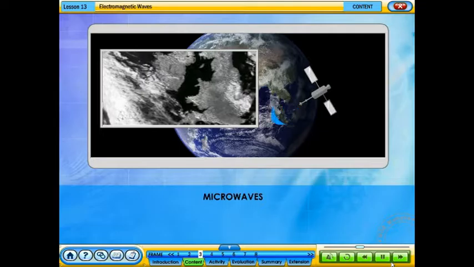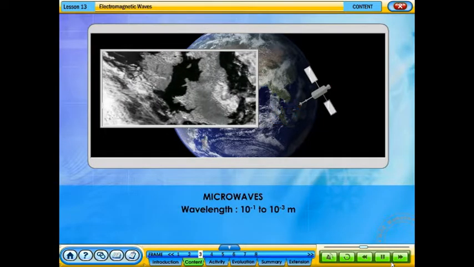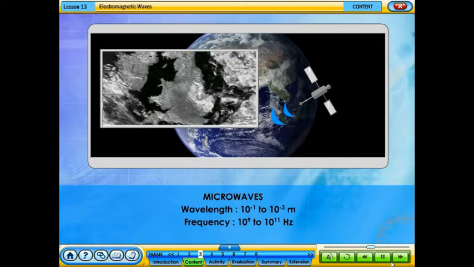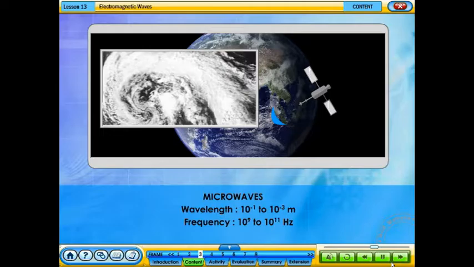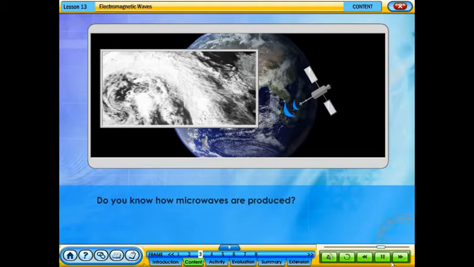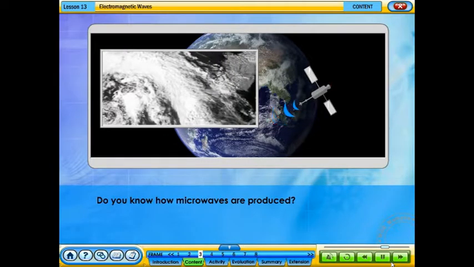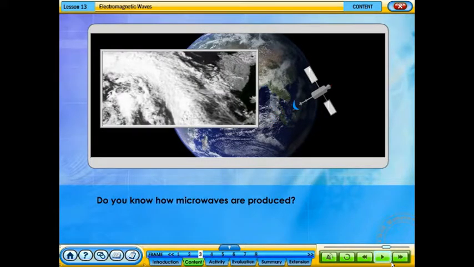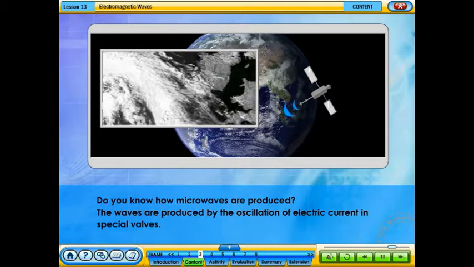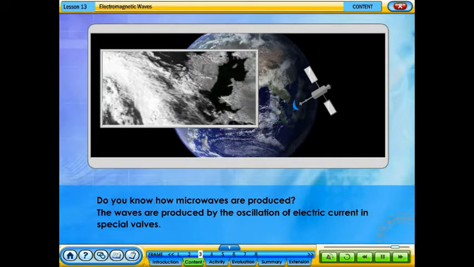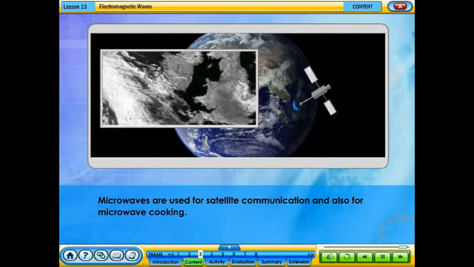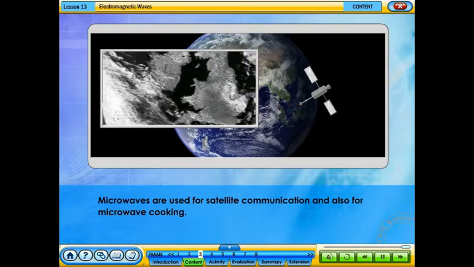Microwaves have wavelengths between 10^-1 to 10^-3 meters and frequencies of 10^9 to 10^11 Hertz. Do you know how microwaves are produced? The waves are produced by the oscillation of electric current in special valves. Microwaves are used for satellite communication and also for microwave cooking.